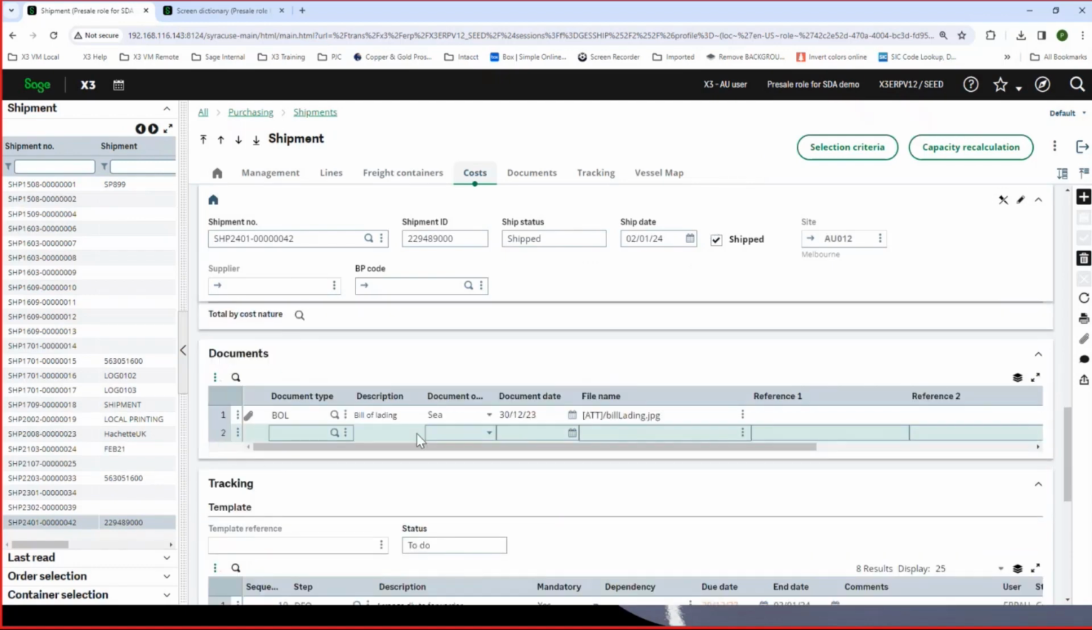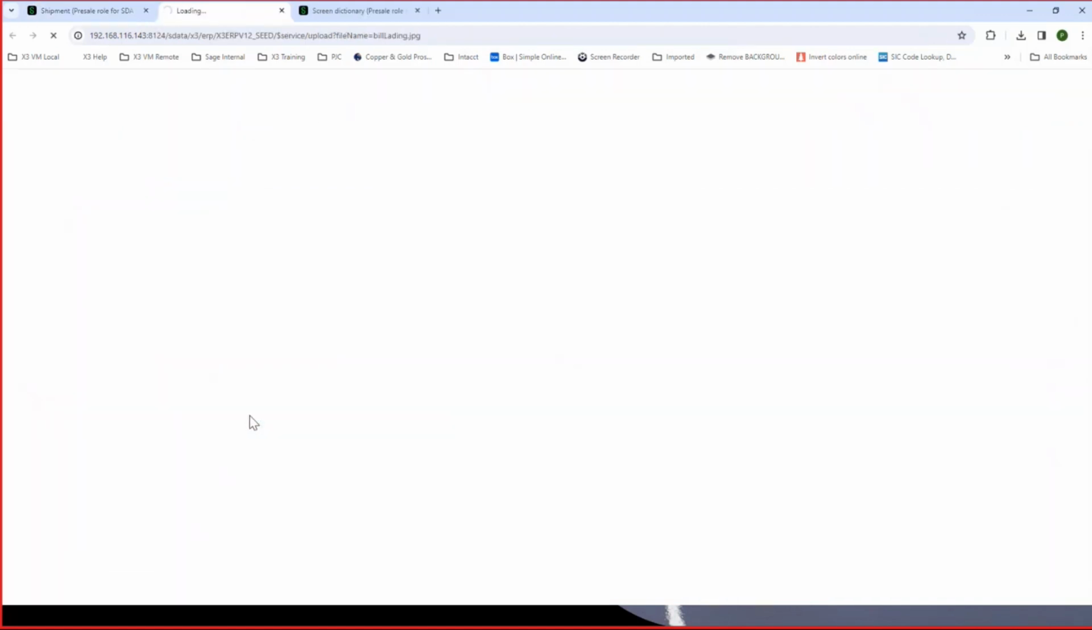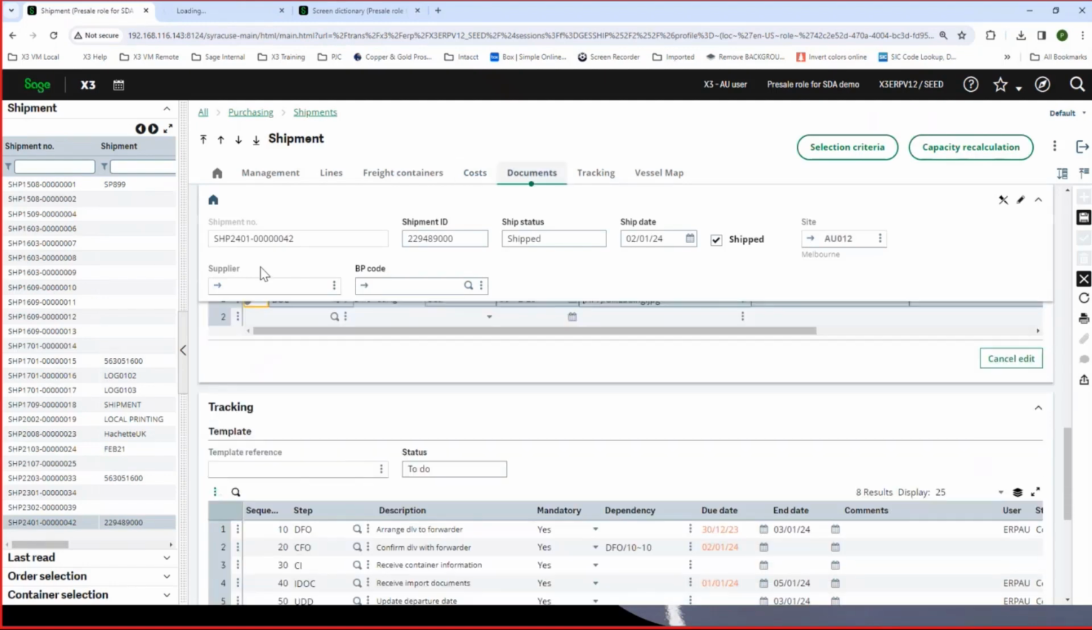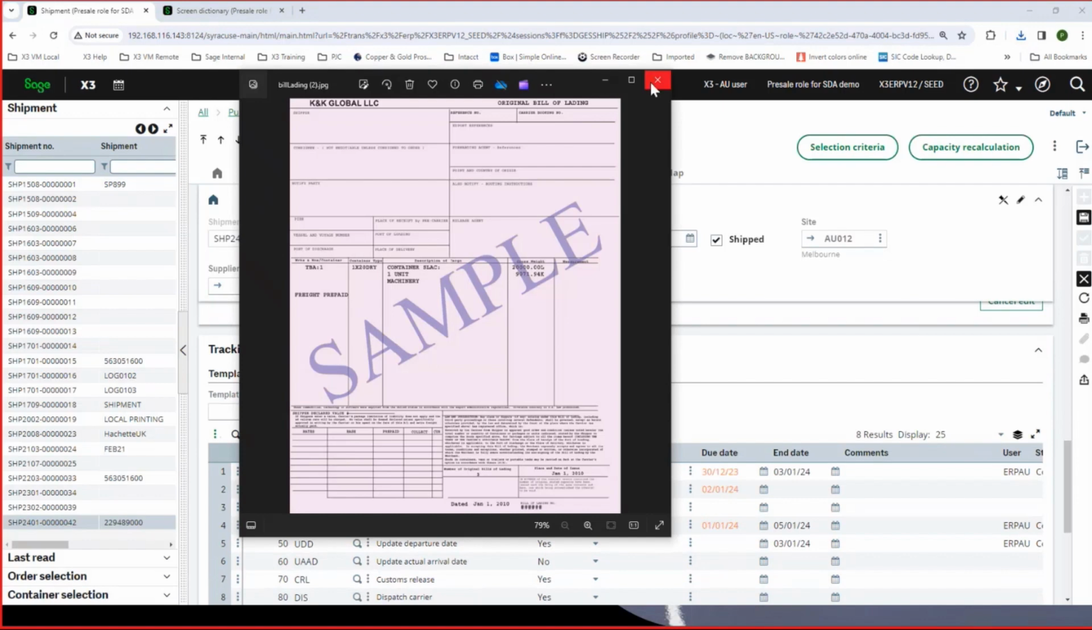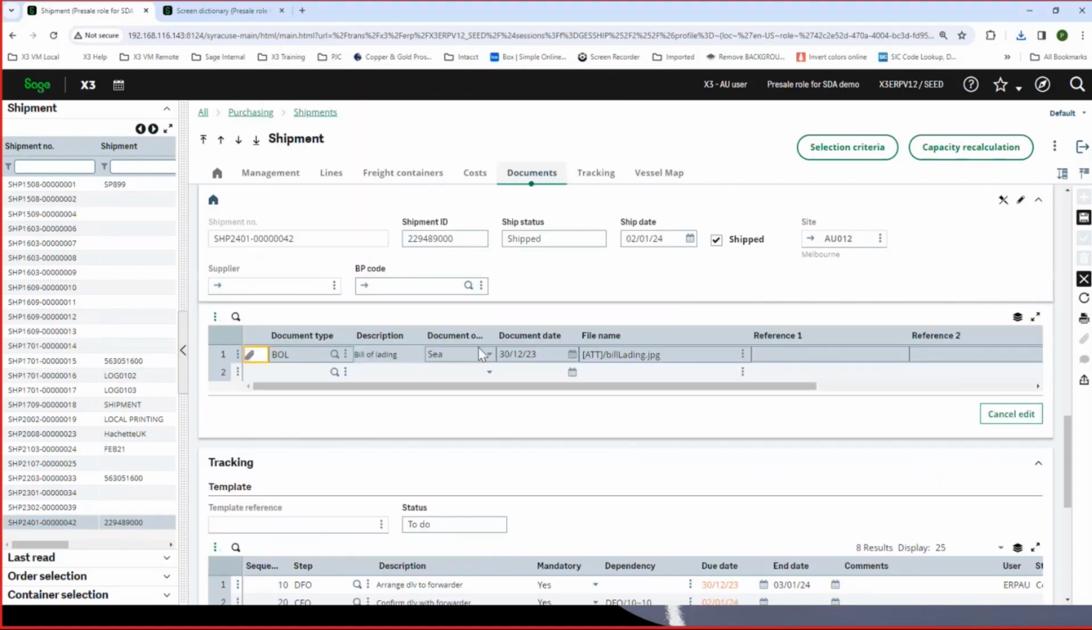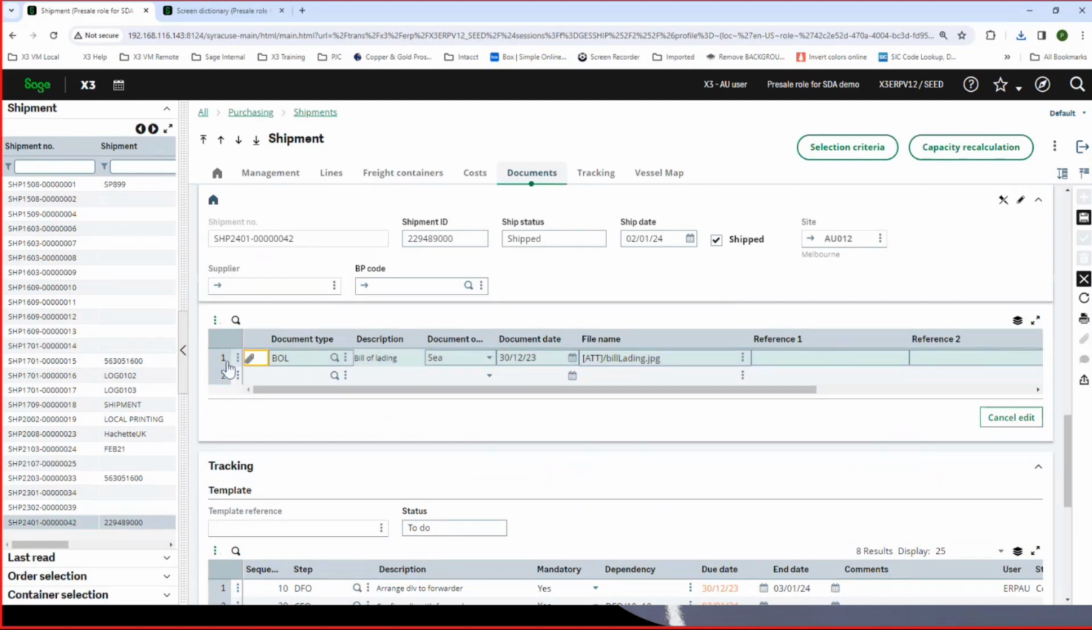Next thing is attaching documents. So in this case here, I've got a bill of lading. And the other thing that I'll be able to do in that, there's my bill of lading. So I've attached an external document, just like everywhere in Sage X3. I can attach whatever soft copy document I want.